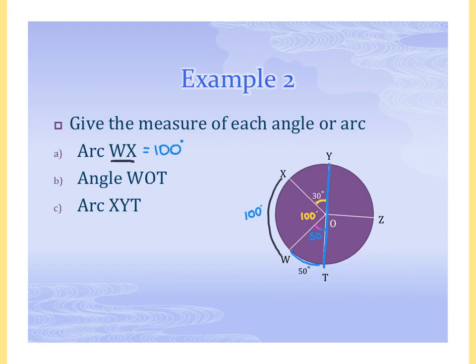WOT we already labeled, that's this one, which is 50 degrees. And arc XYT goes X, then Y, then T, which is going to be this 180 plus this 30, which is 210. And that would be a major arc if I was to name it or to classify it.